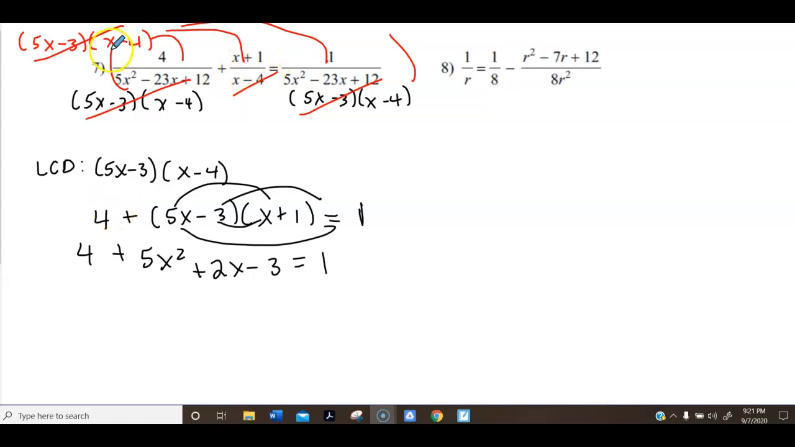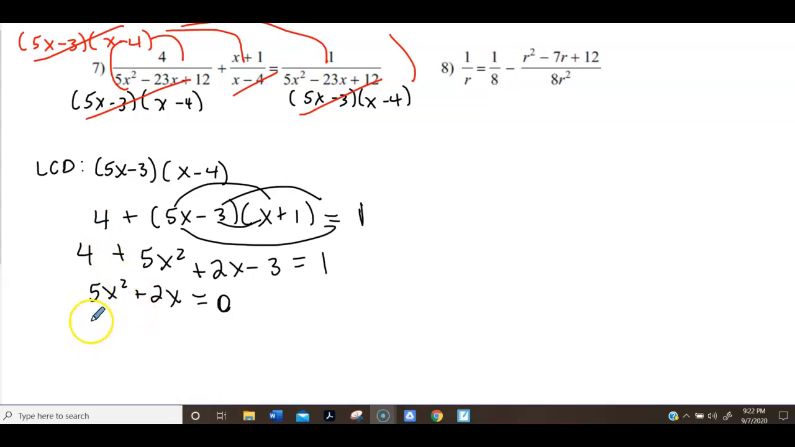X minus 4 canceled with one of them, and I was left with 5x subtract 3, which I had to multiply by x plus 1. That's this part. Equals, both of these canceled, and I got 1. Here I did first, outer, inner, last, FOIL, and this is what I'm left with. Now I'm going to combine my terms and factor. I end up with 5x squared plus 2x equals 0.